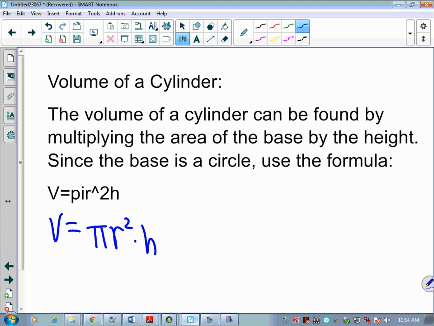Imagine if you wanted to find the volume of a deck of cards. You could find the area of one single card and then multiply it by how many cards you have depth-wise. Those are going to stack. So that's how this works. You take that bottom area and then you stack it, and that stack is my altitude or height.